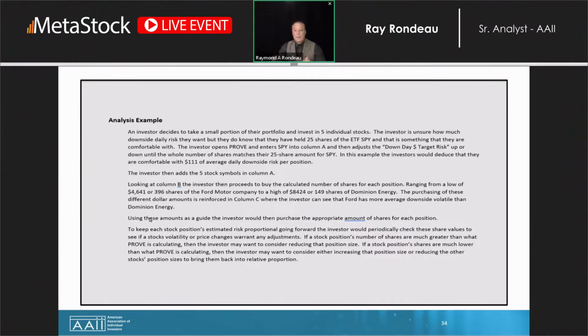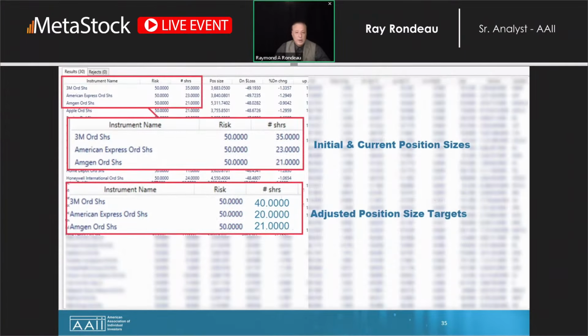If a current stock position's shares are much lower than what ProV is calculating, then the investor may want to consider either increasing that position size or reducing the other stock's position sizes to bring them back into relative proportion. This would happen if a stock decreased in value or had a reduction in volatility. And again, this is all covered in depth in the instruction guide, as I was showing.